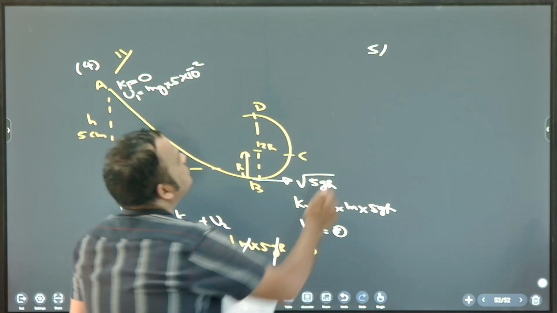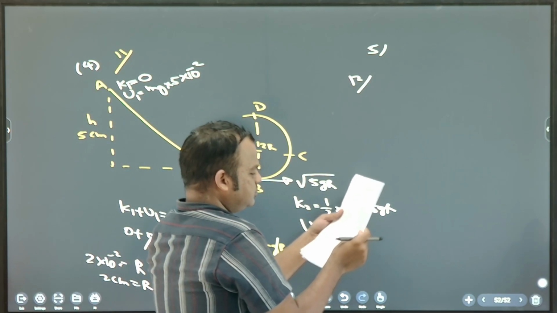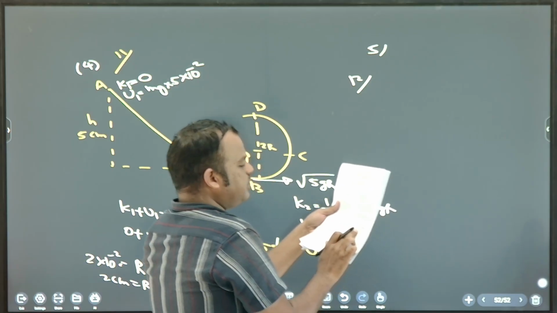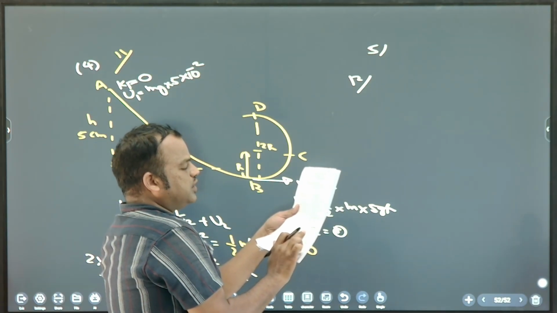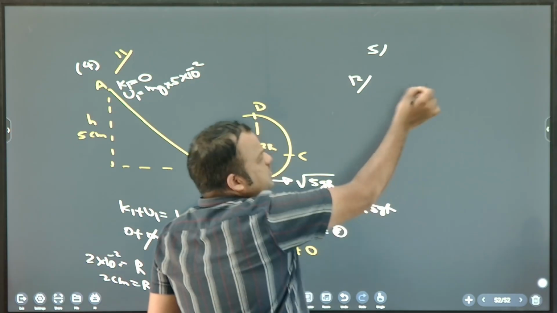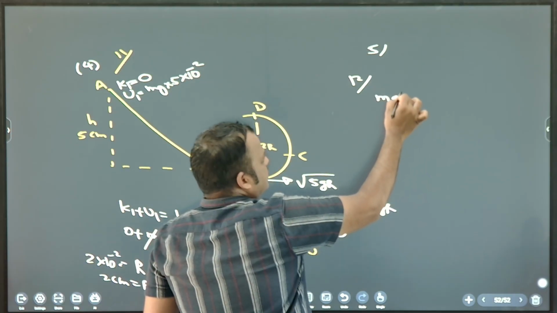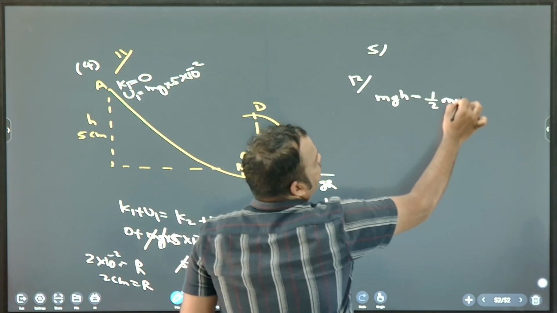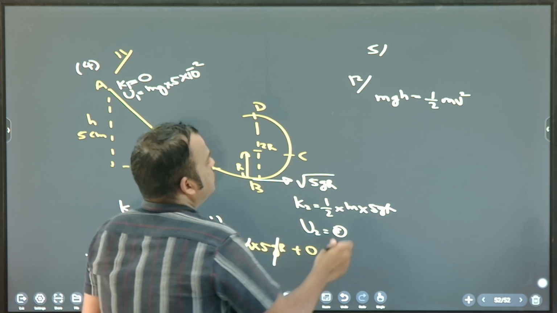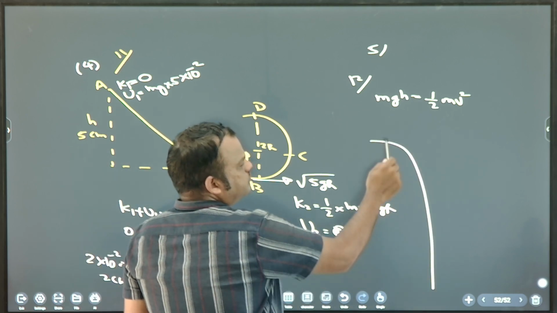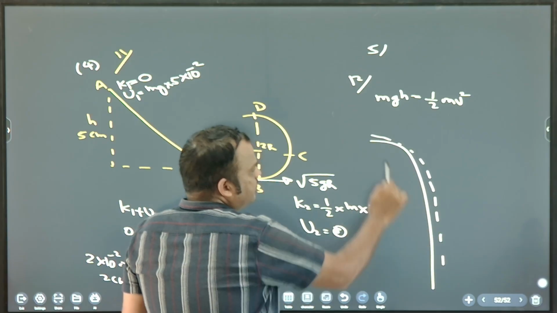12th question. Water falls from dam into turbine 19.6 meter below. Velocity of water in the turbine. So you can use that formula: mgh is equal to half mv square. Suppose this is the waterfall. Water is falling here. From what height it is falling?